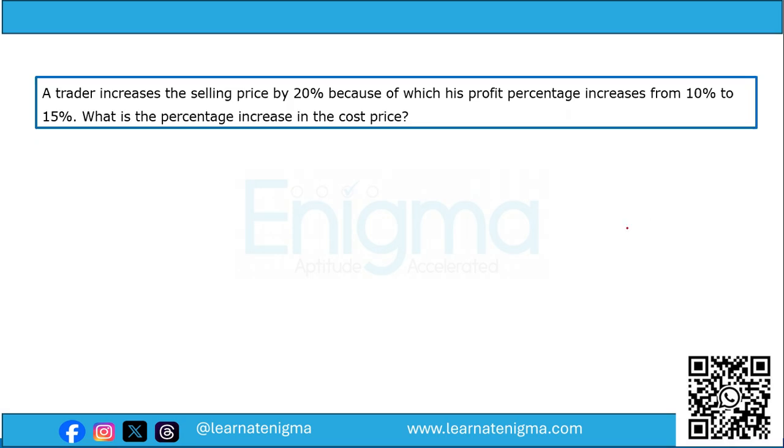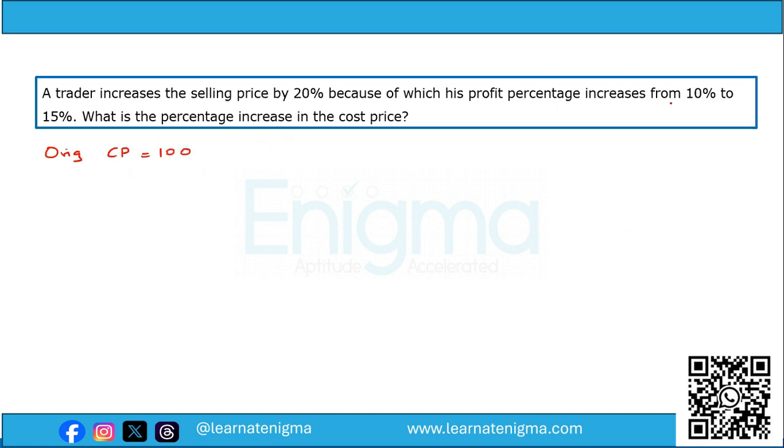A trader increases the selling price by 20%, because of which his profit percentage increases from 10% to 15%. What is the percentage increase in the cost price? Now, let's assume the original cost price to be 100.